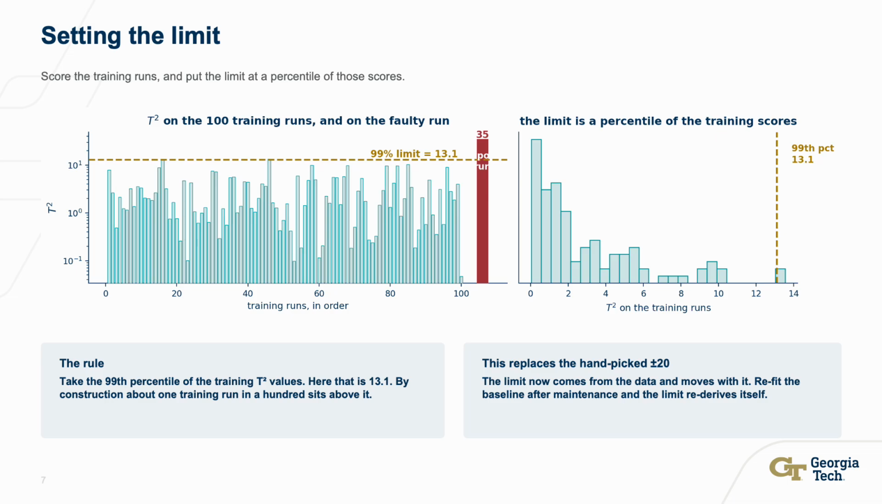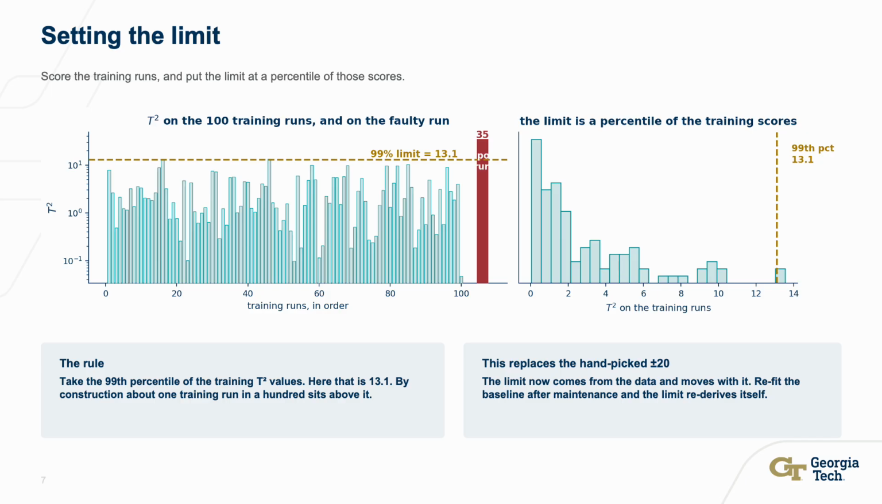35 compared to what? We need a limit. The rule is the simplest one available, and it is what industrial systems actually use. Score all the training runs, sort the scores, and put a limit at the 99th percentile. Here that is 13.1.